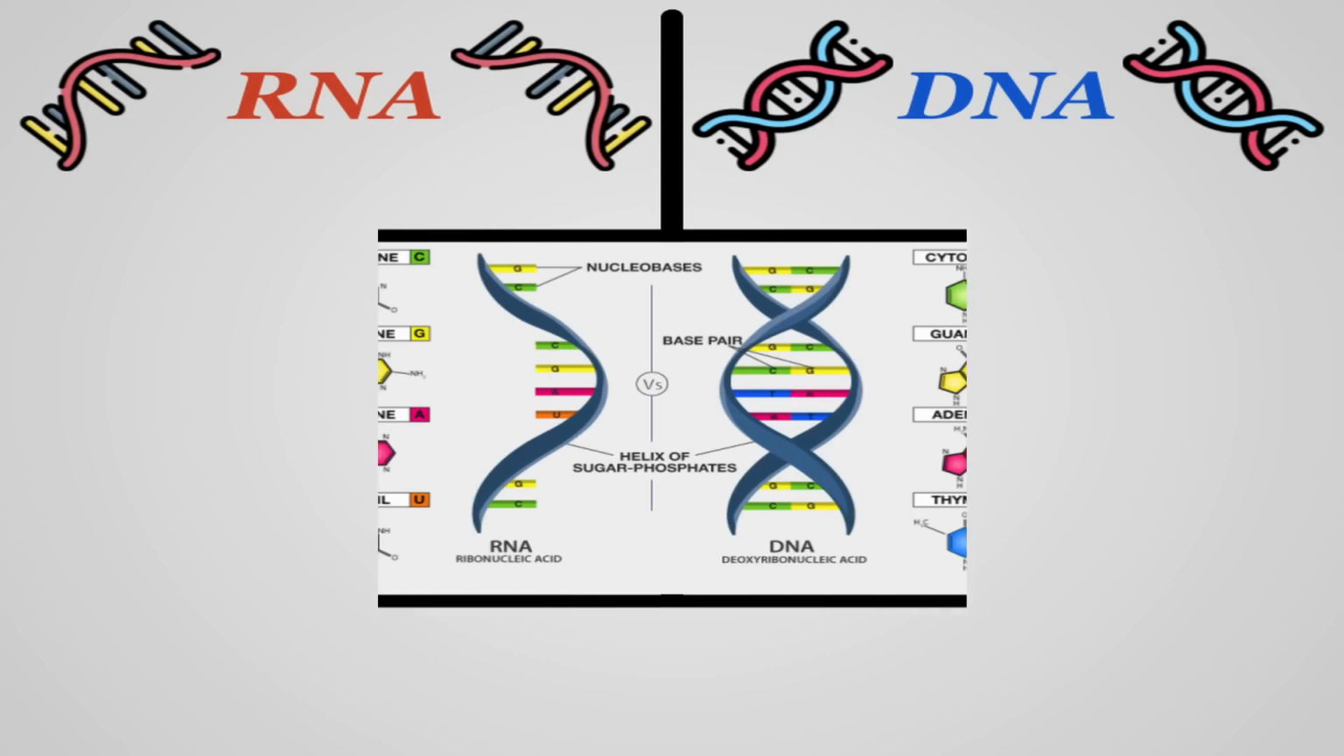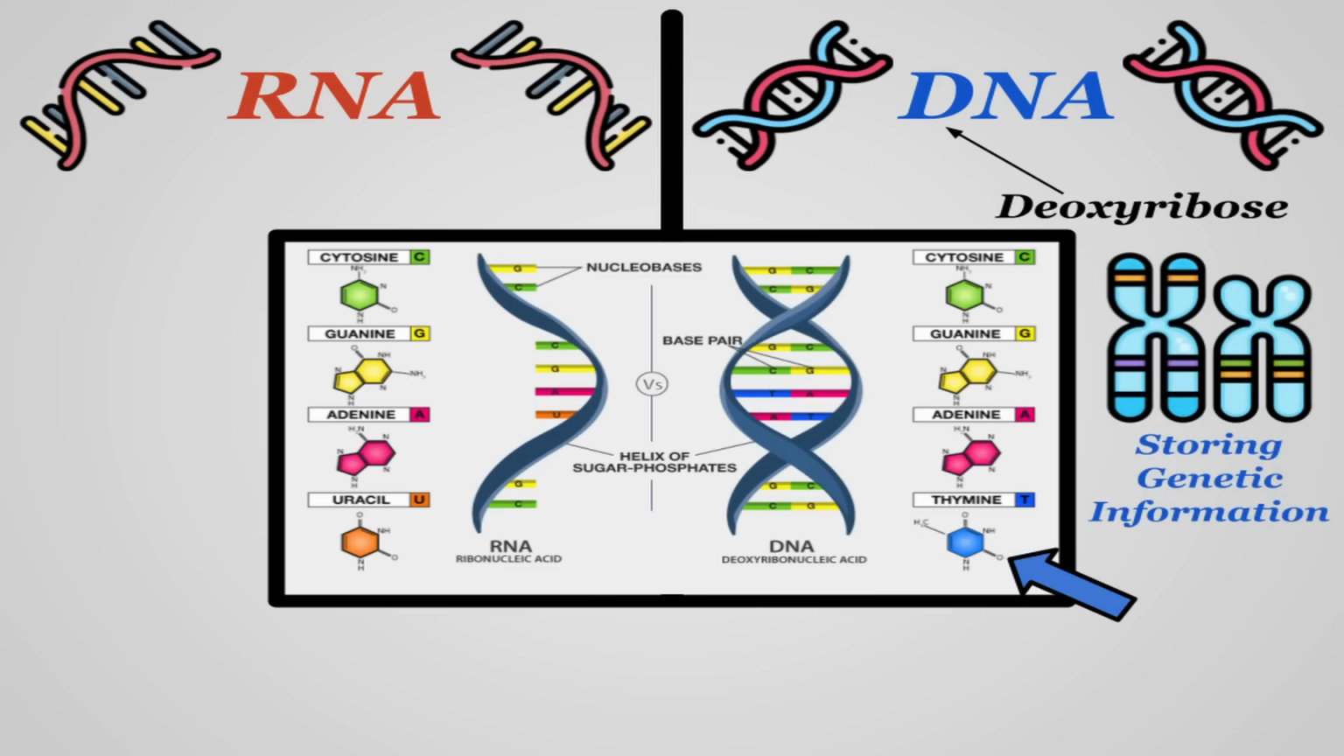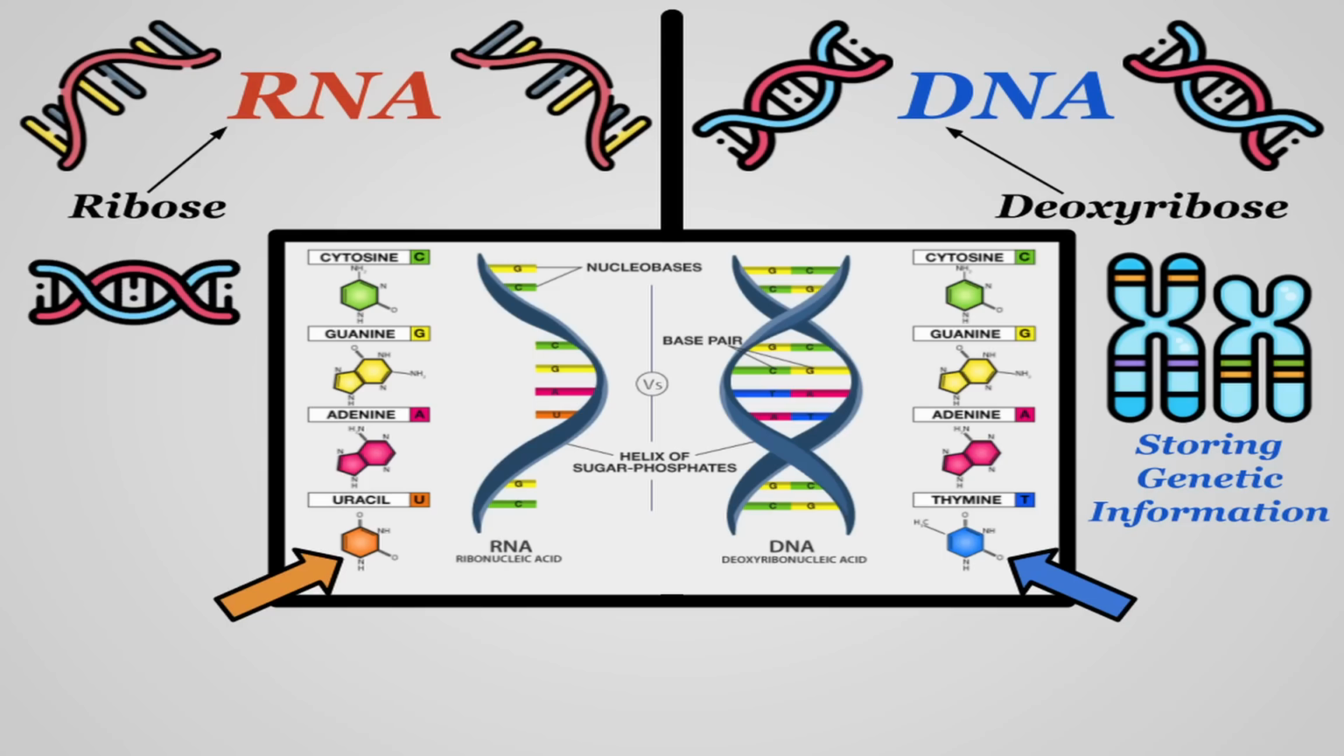DNA is a complex double-stranded molecule made of deoxyribose, a few nitrogenous bases, notably thymine, and phosphate groups. DNA essentially functions in storing genetic information. All the while, RNA is a single-stranded molecule made of ribose, nitrogenous bases, uniquely uracil, but still phosphate groups. RNA acts as a messenger between DNA and these organelles called ribosomes, which synthesize proteins.